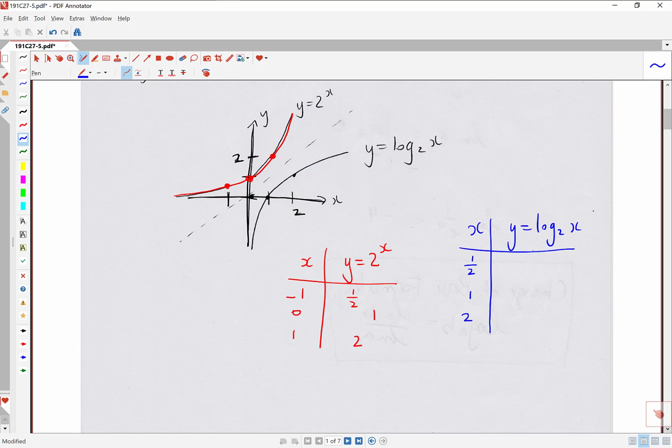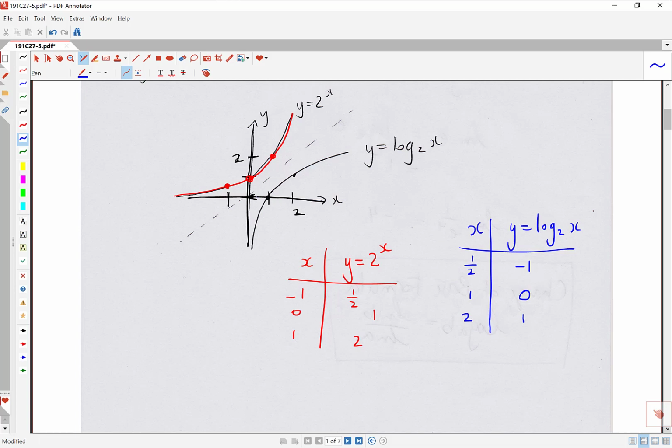So plugging in x equal 1/2, we'd have log base 2 of 1/2. So we're saying, what exponent do we put on 2 to make 1/2? That would be -1. Then we want log base 2 of 1. So what exponent do we put on 2 to make 1? That's 0. And then finally, log base 2 of 2. What exponent do we put on 2 to make 2? That would be 1. Okay, so let's see if we can plot these values here.